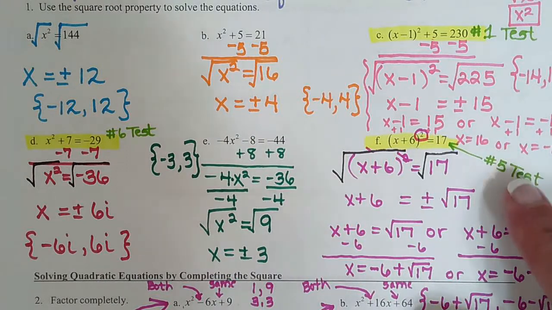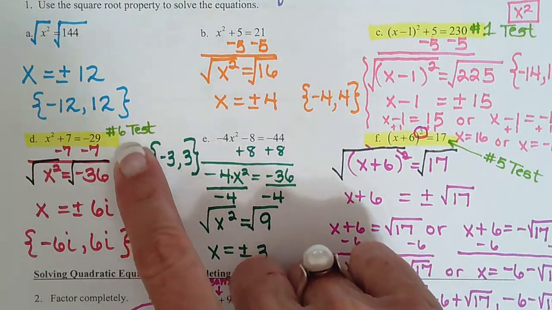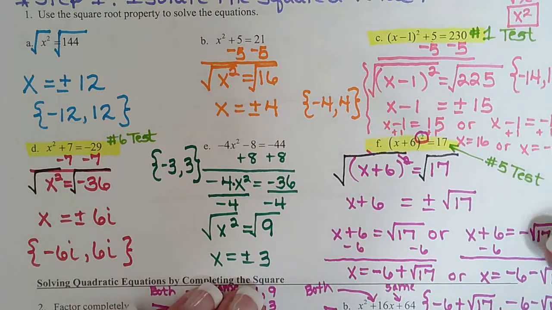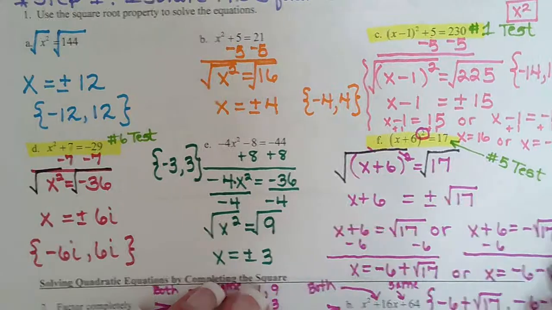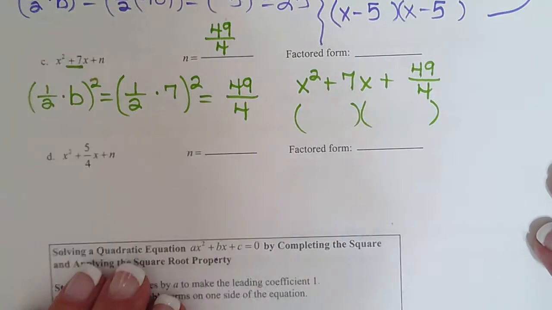So everybody get these 3 down. F is number 5 and D is number 6. C is number 1. That way, when you're doing your practice test in another week, you'll have a guide there. Okay, so let's go back to where we left off.